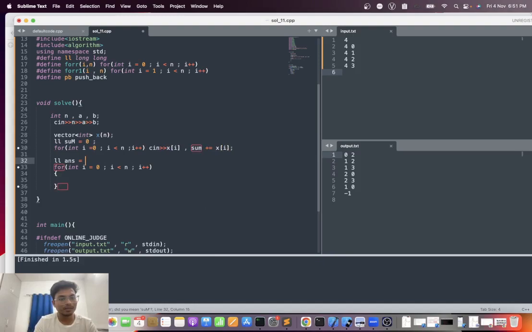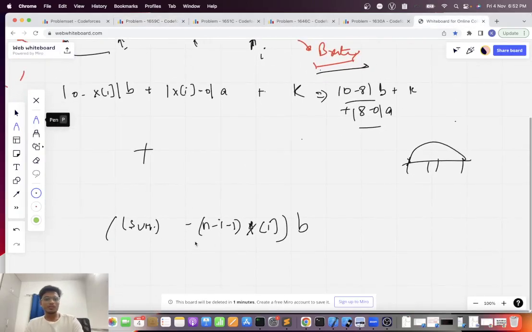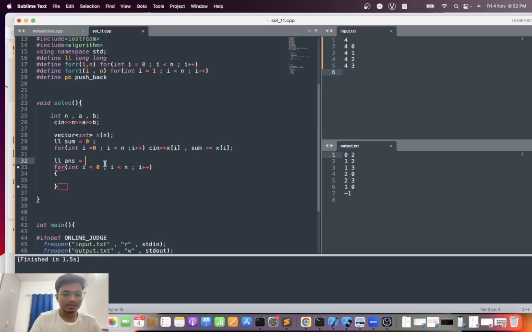Then what will the answer be? This is not the same variable. The answer will be from this position to the last position. So what will the answer be? Total sum minus the number of elements. Total sum will be sum, and the number of elements will be n.